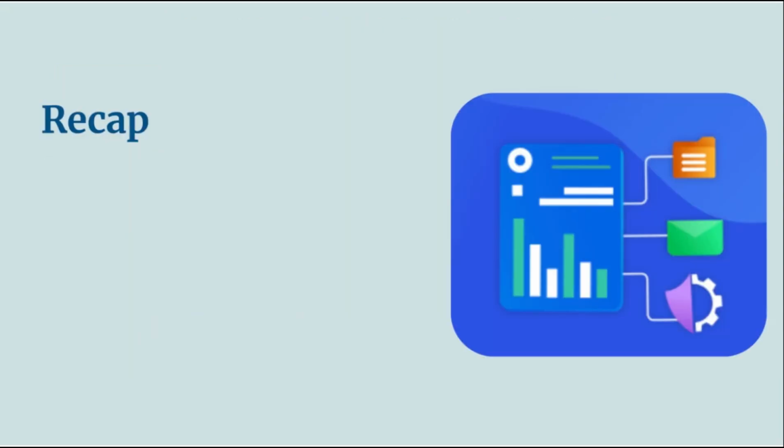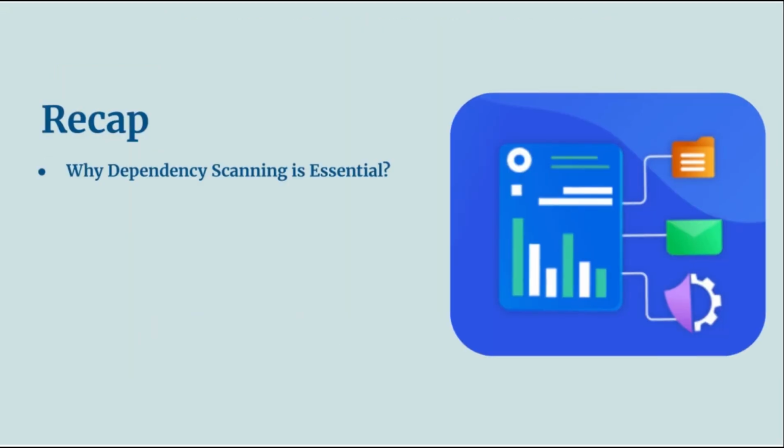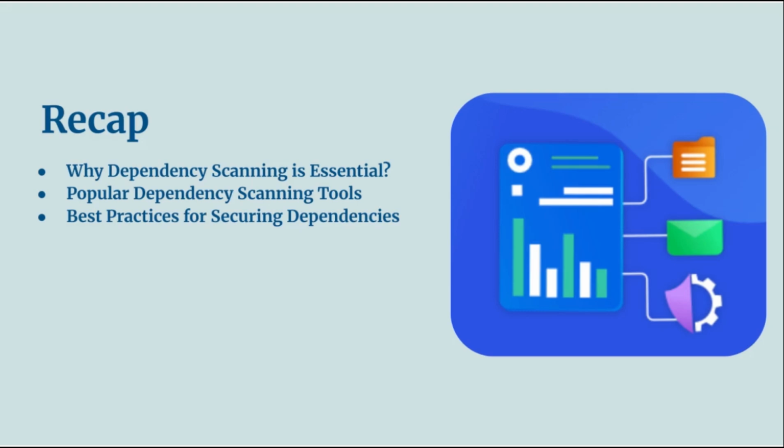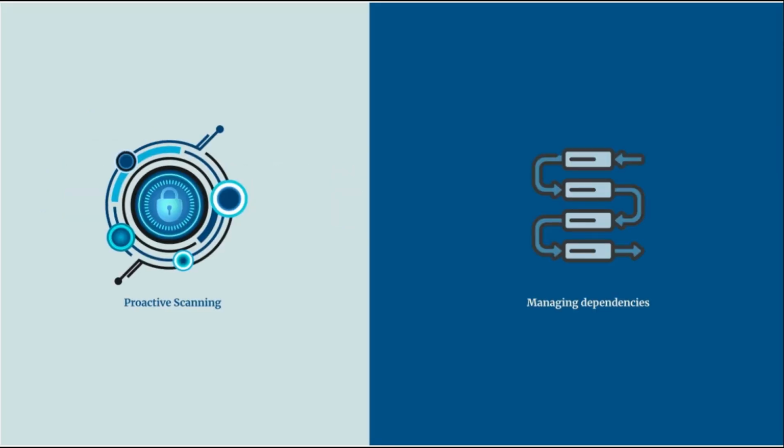Let's quickly recap what we've covered in this lesson. We explored why dependency scanning is essential for securing third-party libraries. We introduced popular dependency scanning tools like OWASP Dependency-Check, Snyk, Dependabot, and Trivy. We discussed best practices for integrating scanning into CI/CD workflows and maintaining secure dependencies. By proactively scanning and managing dependencies, you can reduce security risks, improve compliance, and maintain a secure software supply chain.